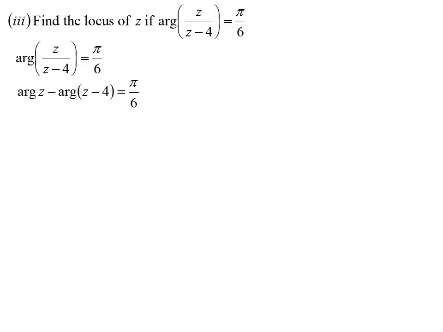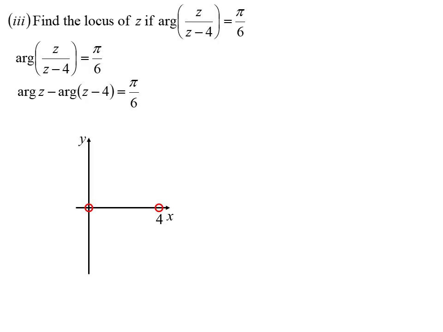When it was 0 or pi, it was collinear. If it's any other angle, it'll end up being part of a circle. In this case, it's pi on 6. Well, I've got a vector coming from 0, and I've got a vector coming from 4. And we're saying the difference between the arguments of these two vectors is pi on 6. Where are we? I know it's going to be the arc of a circle. That means the line joining 0 to 4 would be the chord of the circle.